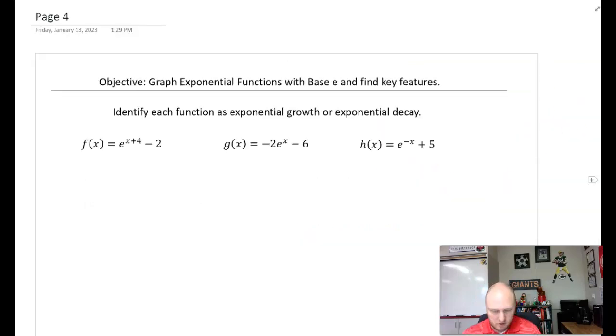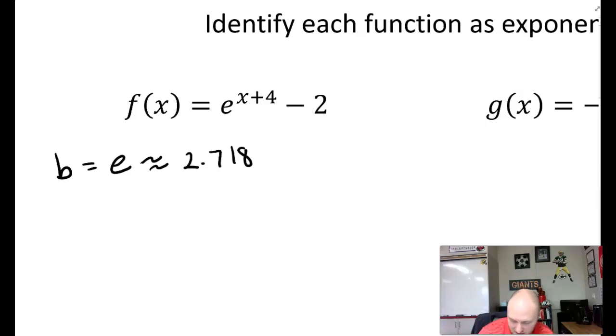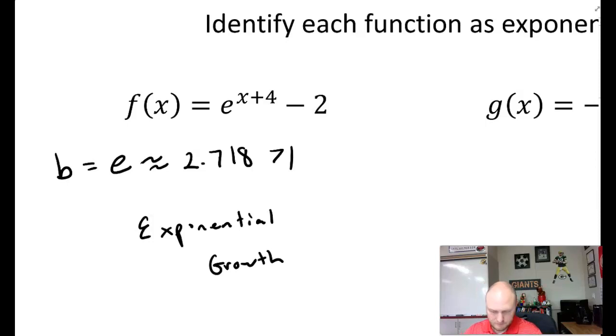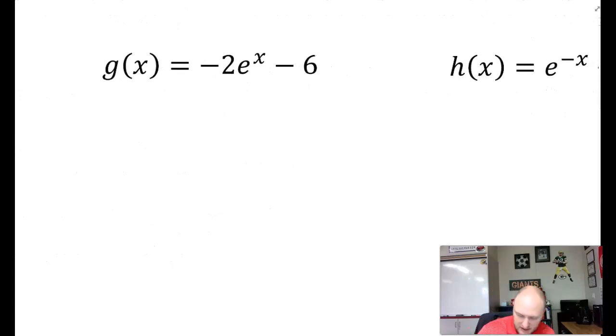Let's go really quickly. We're going to look at these three functions, and we're going to identify each function as exponential growth or exponential decay. Our base is e, which is approximately 2.718. That's greater than 1, which means this is exponential growth. Our function is going to grow. Example number 2. Here, again, our base is e. That is exponential growth.